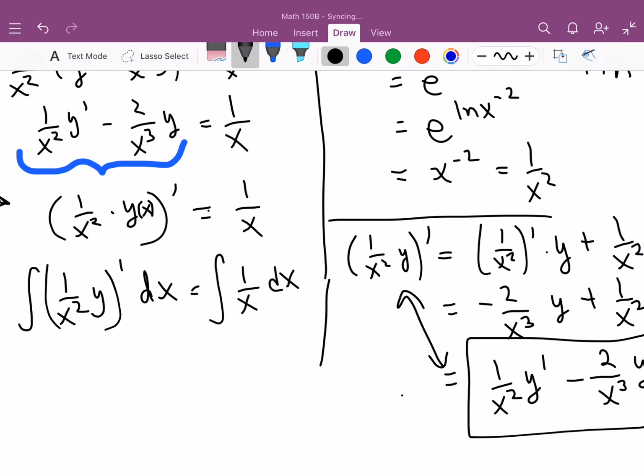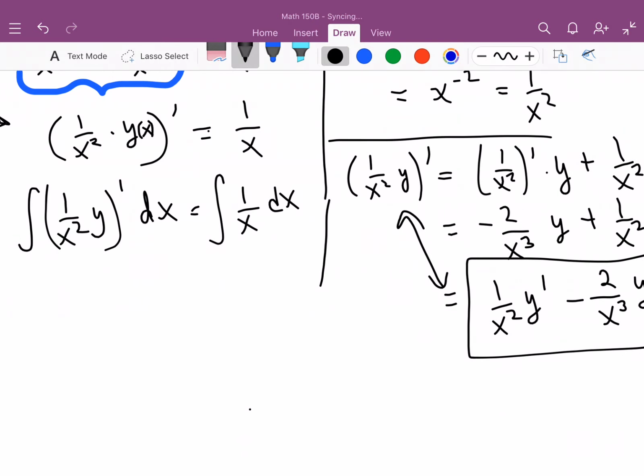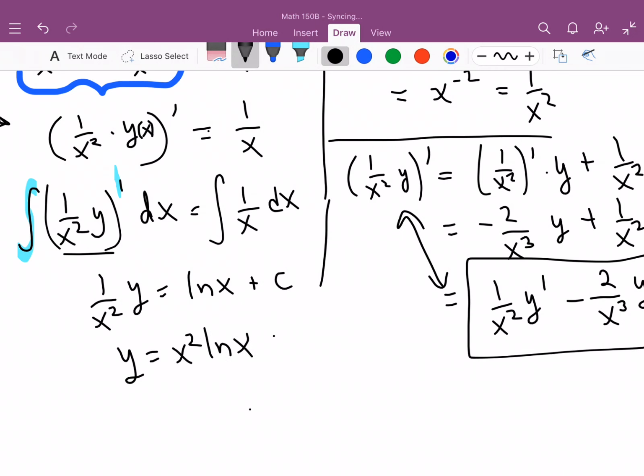They're both integrals. And then the nice thing is that the fundamental theorem of calculus says that when you take an integral and a derivative, they're opposites. So you're just going to get back the function in the middle. So on the left you get 1 over x squared y, and on the right, you get the natural log of x plus c. And again, I don't need the absolute values because x is positive. So I solve for y. So y equals x squared natural log of x, plus cx squared. I just multiply both sides by x squared. And now I'm almost done.